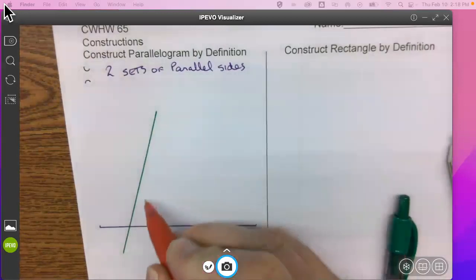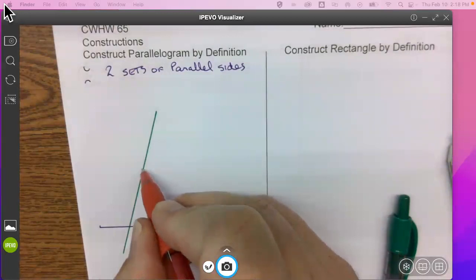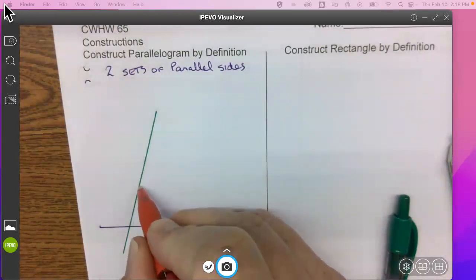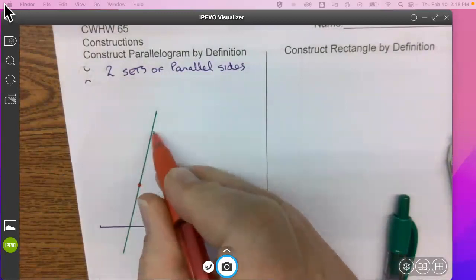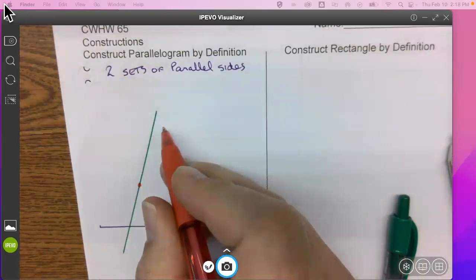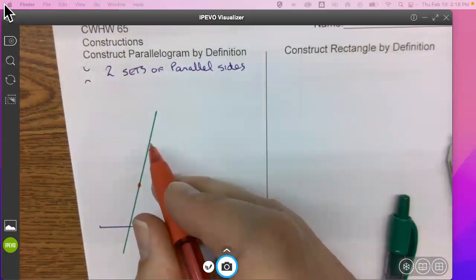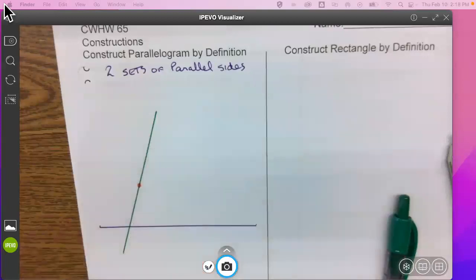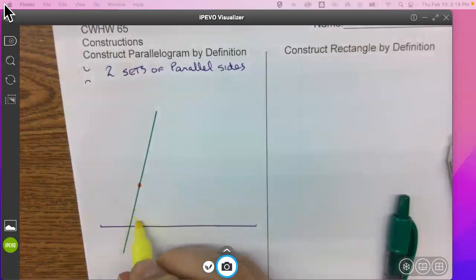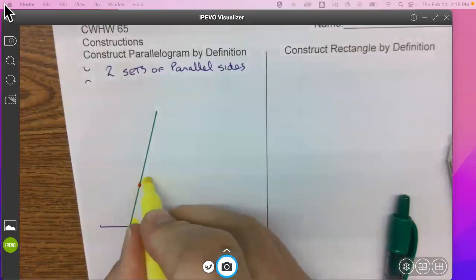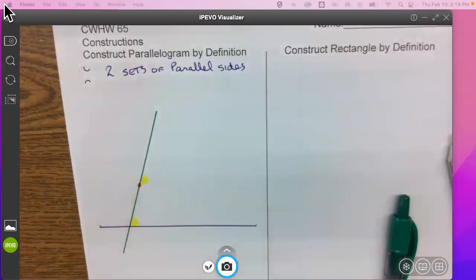Along this transversal, I want you to put a dot. The dot should be less than halfway away. In other words, closer to the line than it is to the end of the segment. And our goal here is to copy this angle. Because if we can take this angle here in the corner and put it up here, what's the relationship between those two angles?